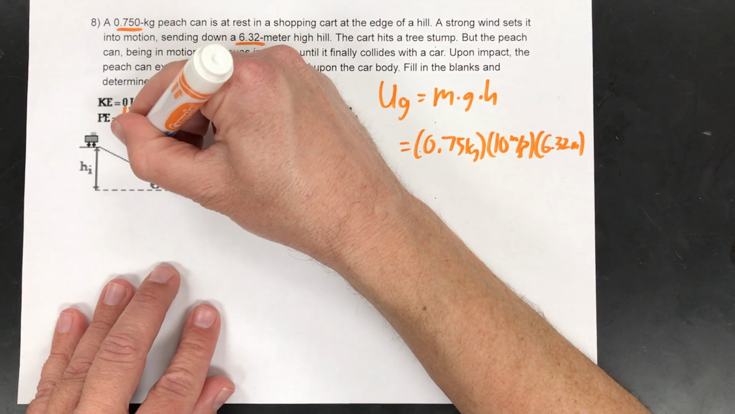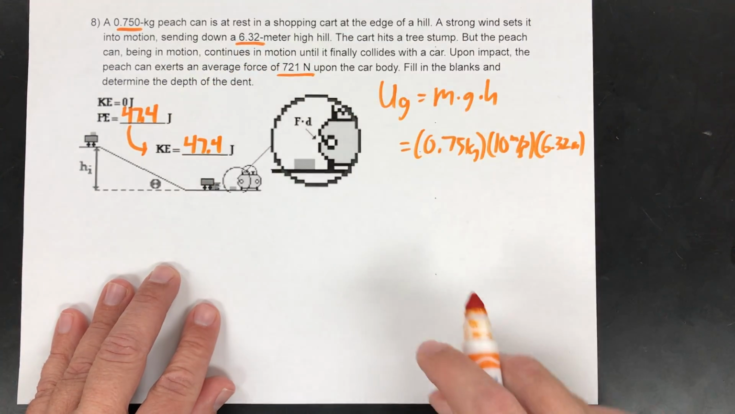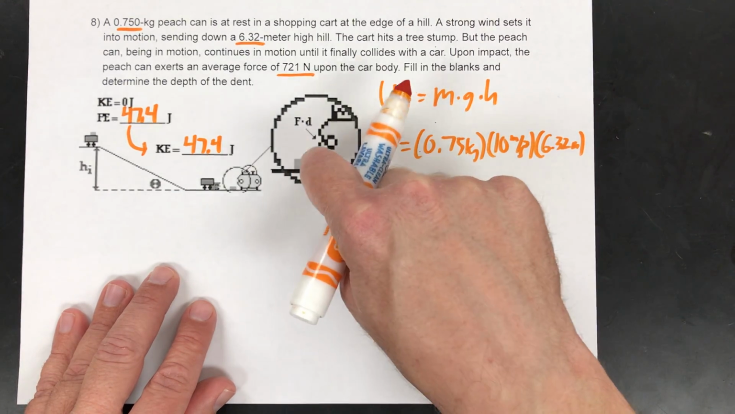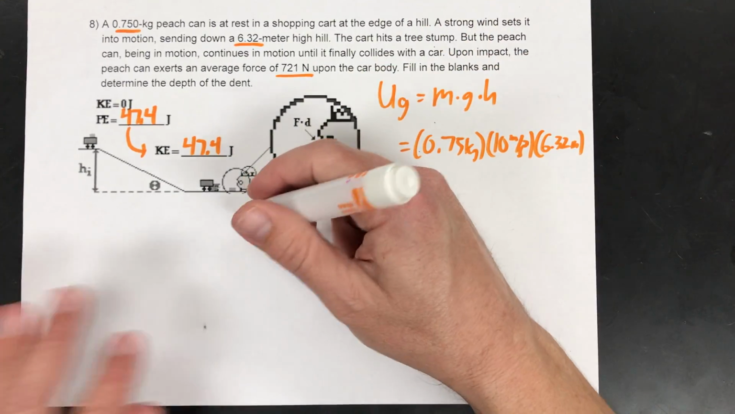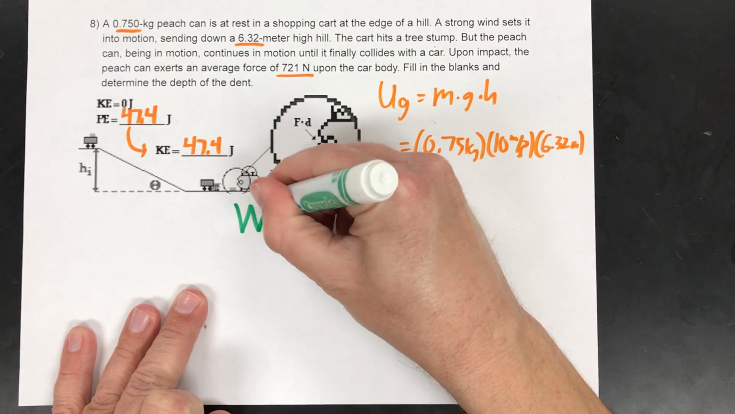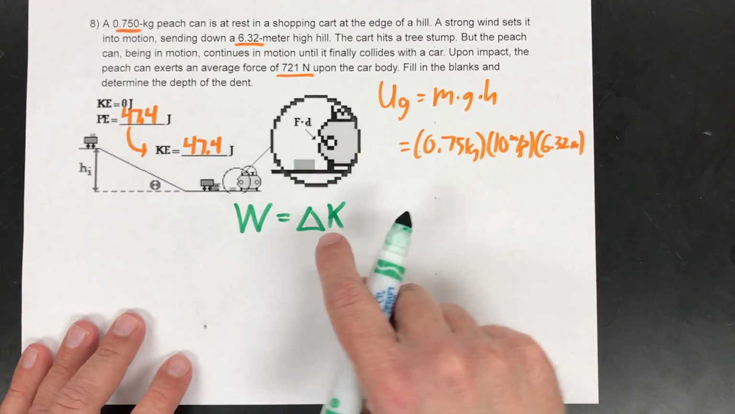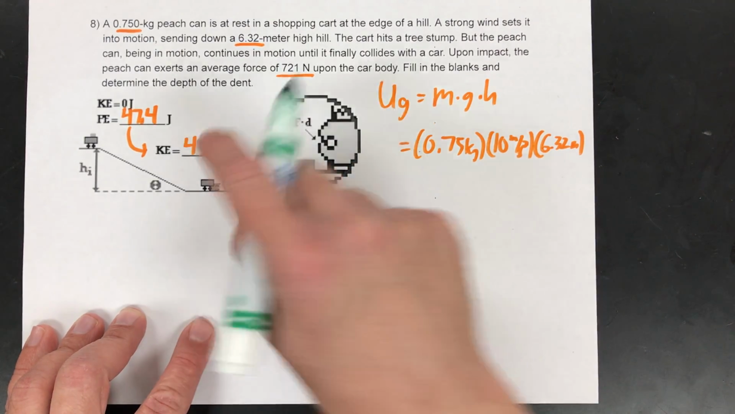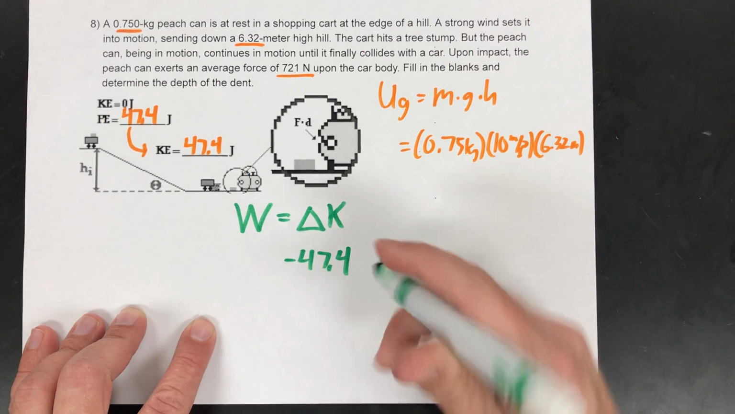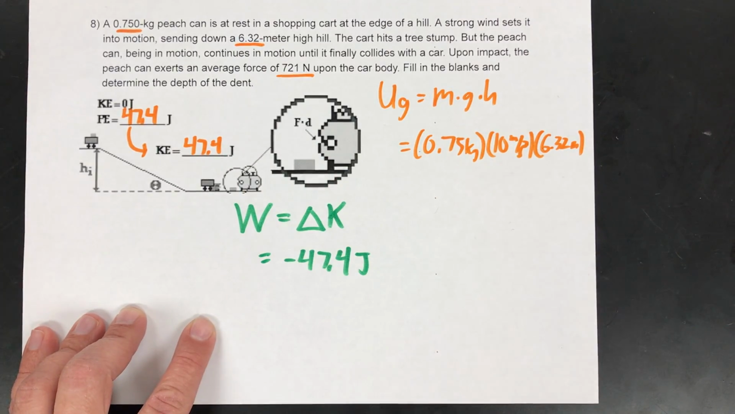Now all of that potential energy is going to convert into kinetic at the bottom, so at the bottom we've got 47.4 joules of kinetic energy. But then the can comes to a rest, so we took all of that away. So we can also think about it that we had to do work to do that. So the work we do is equal to the change in kinetic energy. We know how much our kinetic energy changed. We lost 47.4. So negative 47.4 joules is the change in kinetic energy, which means that's also equal to the work.